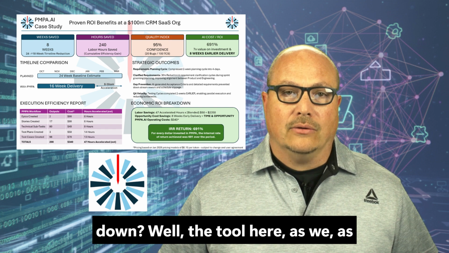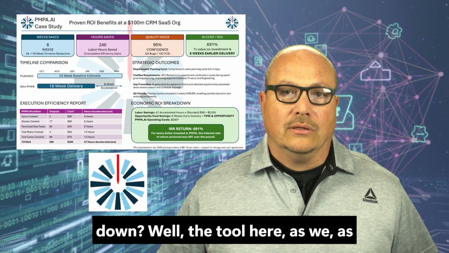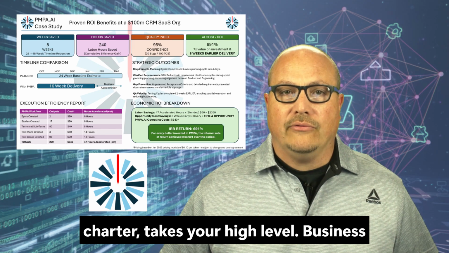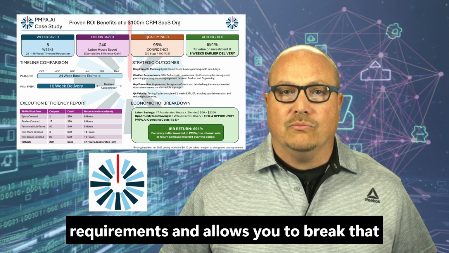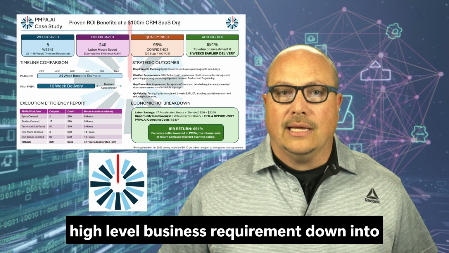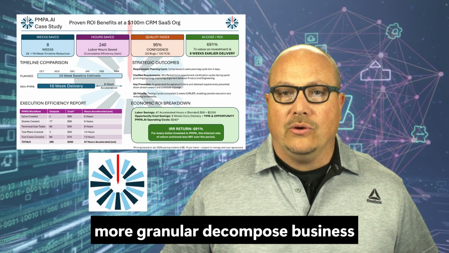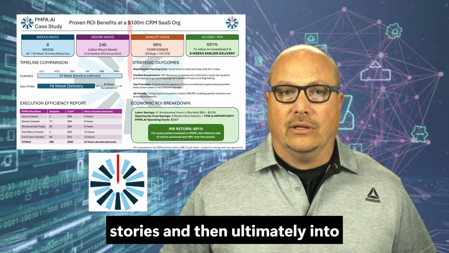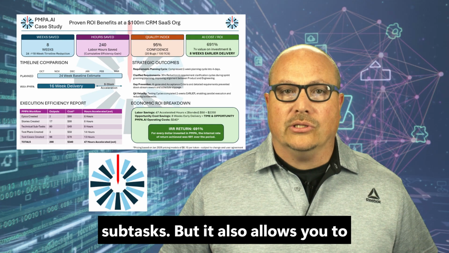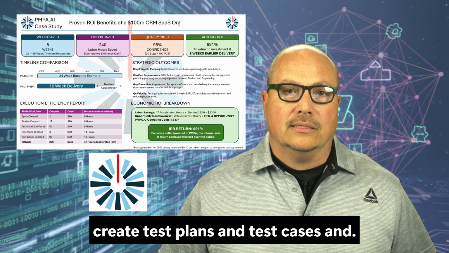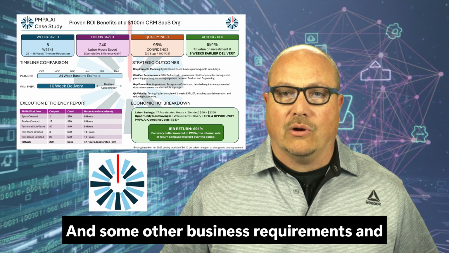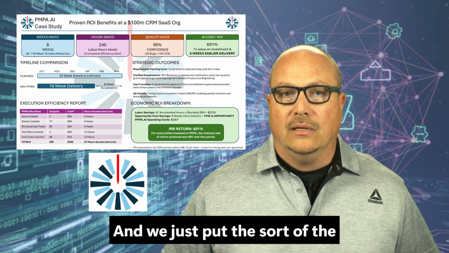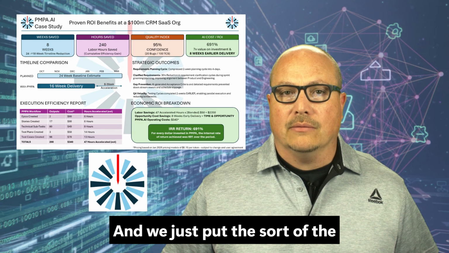So how do we break that down? Well, the tool here, as I stated in my intro, takes your project charter, takes your high-level business requirements, and allows you to break that down into more granular, decomposed business requirements like epic features and user stories, and then ultimately into subtasks. But it also allows you to create test plans and test cases and some other business requirements and operational requirements and items that you need for your software development. And we just put the big items here.